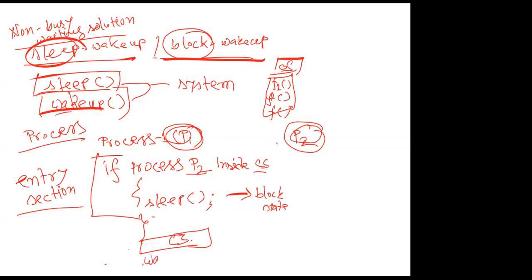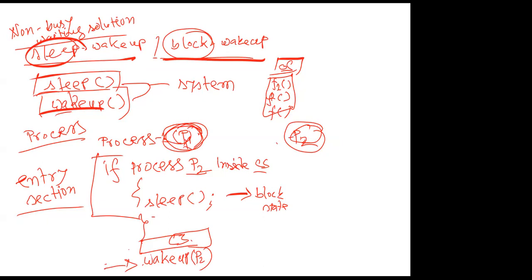Another process is nothing but wake up process P2. From the sleep mode, it will wake up and be in the ready state. Okay, block state to ready state. So this process P1 will wake up the process P2. Process P1 will wake up this process P2 once it completes its execution.